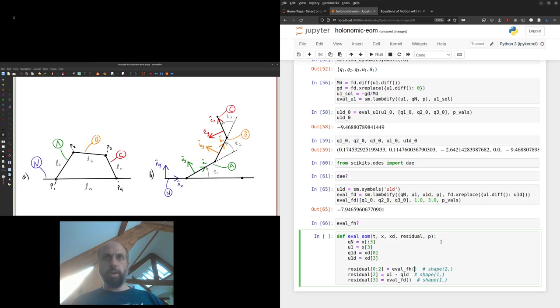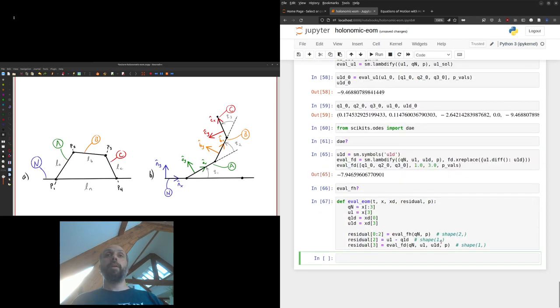Now we can eval FH, which takes qn and p. Our u1 minus q1 dot is there, no problem for that second residual. And then eval FD, right, takes qn, u1, u1 dot, and p. All right, so that's our function. I think it should work.